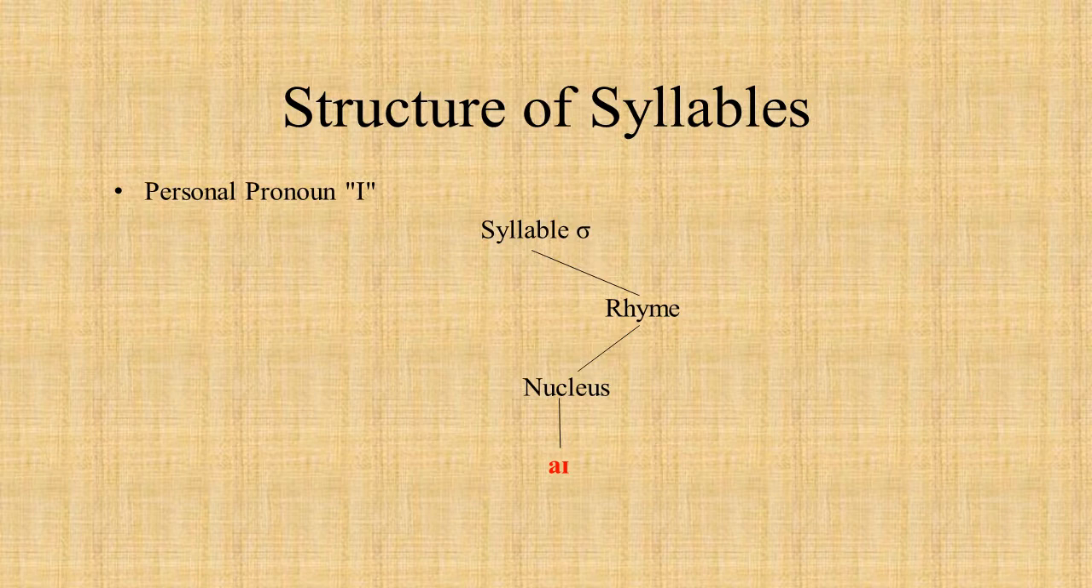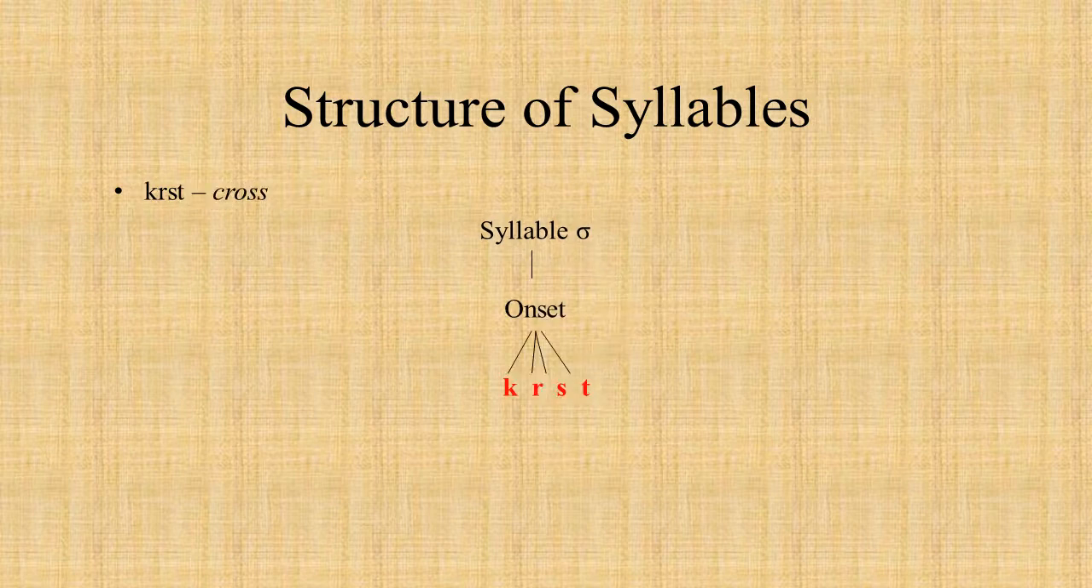However, in Bosnian, there are words that seem to occur without a nucleus. The following words show this difference to the English language. The word krst, which in English means cross, does not have a vowel in it. It consists of only four consonants, which are K, R, S, and T.